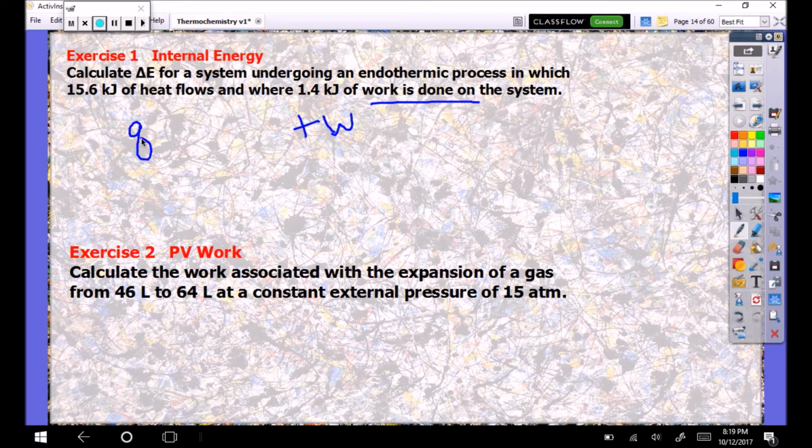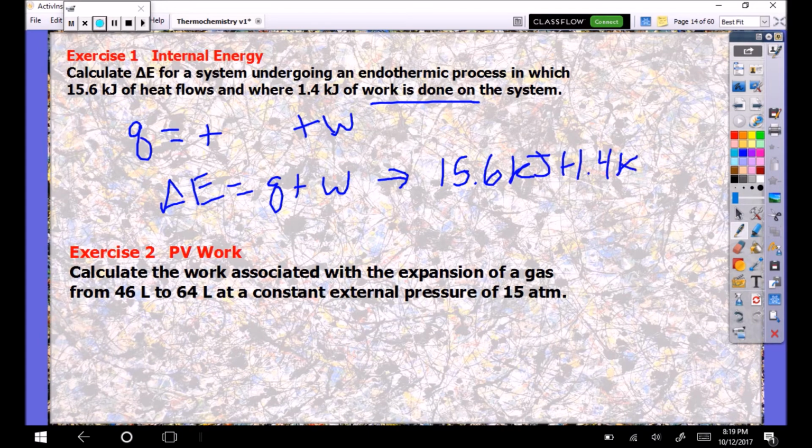And we are also told it's endothermic. So if it's endothermic, what does that mean for my Q? Q is also positive. So if my delta E is equal to Q plus W, and I know these are both positive, we got 15.6 kilojoules plus 1.4 kilojoules. I don't even need a calculator for that. I can figure out really easily that is 17 kilojoules. So 17 kilojoules of energy is our change in energy in this process. Fairly simple.